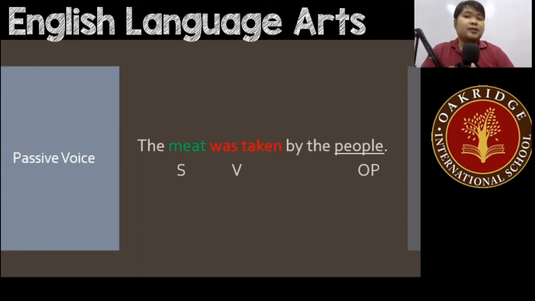I want you guys to recognize and identify. Again, if the doer of the action is the subject, then that is active. But if the doer of the action is not the subject, rather it's found in the prepositional phrase or an object of the preposition, this is the passive voice.